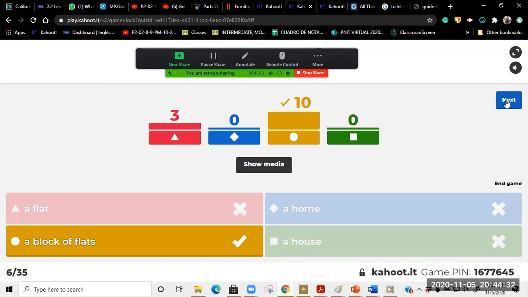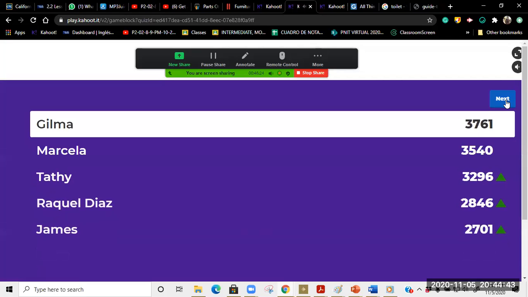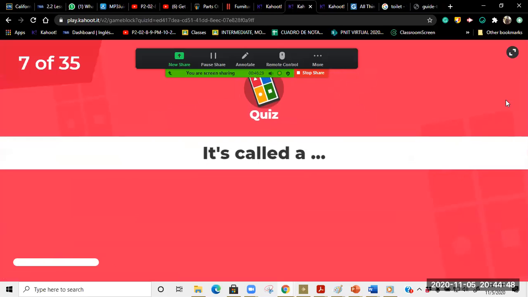Ahora bien, para aquellos que contestaron a flat, solo es un apartamento, one apartment. Pero este era el edificio, entonces era un bloque de apartamentos. Okay? A block of flats. Good job, Tati, Raquel, and James. You're going up. Let's continue.